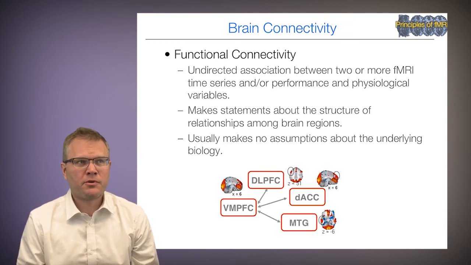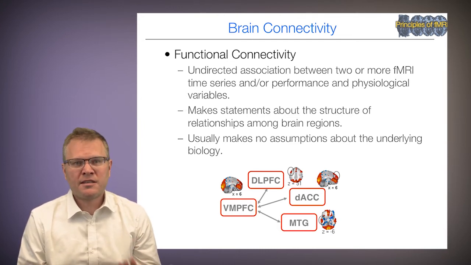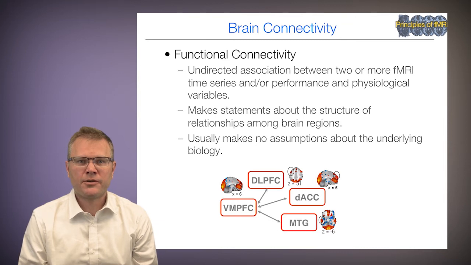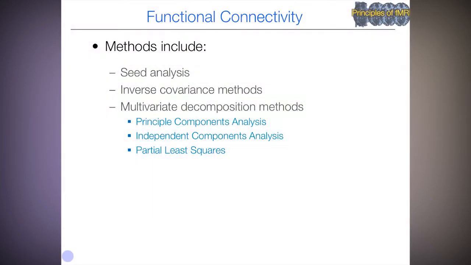Here's an example of a simple functional connectivity result. Here we're saying that the region VMPFC is, say, correlated with these other three regions. That would be the results of a functional connectivity study. Methods for performing functional connectivity include seed analysis and inverse covariance methods, which we're going to be talking about in the next module, and multivariate decomposition methods such as PCA or principal component analysis, ICA or independent component analysis, or PLS or partial least squares. And this we'll be talking about in the subsequent module.